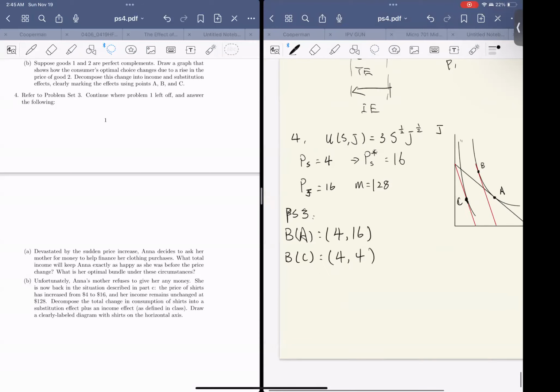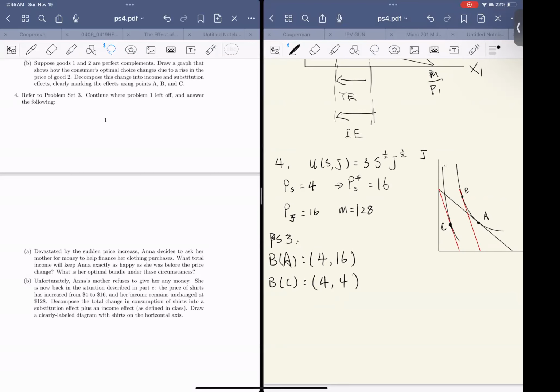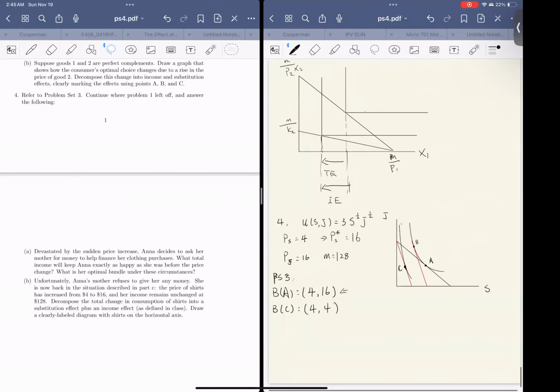So this is the optimal bundle for shirts and jeans. So this person, I think it's Anna, I believe. Yeah, Anna. So Anna is buying, no, 16 shirts and 4 jeans. After the price increase, Anna is buying 4 shirts and 4 jeans. That's from problem set 3.